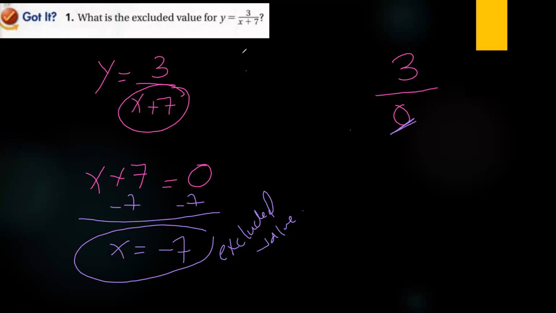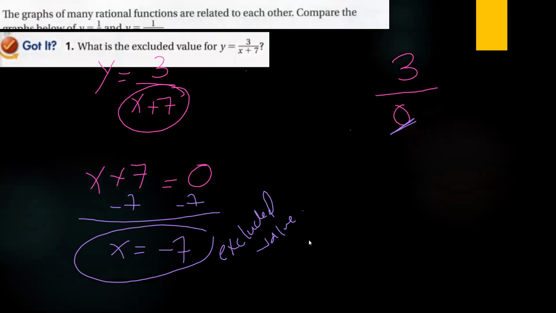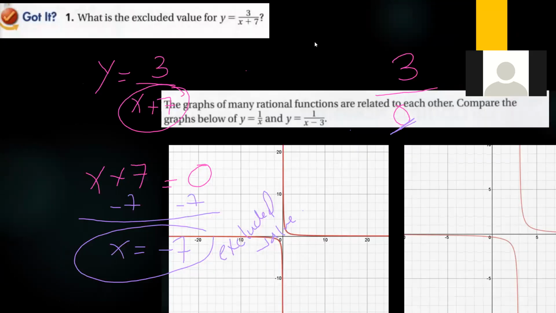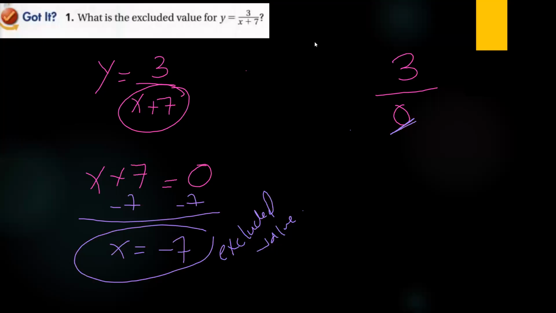Is it clear? Yes, teacher. The excluded value is what makes the function undefined. You have to know the meaning of it and how to find it. Now, this is the first step of graphing a rational function. Let's continue. What do we have to do next?